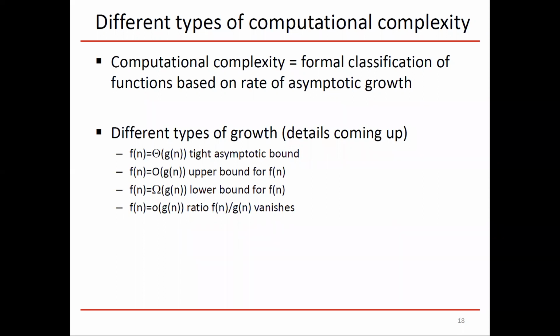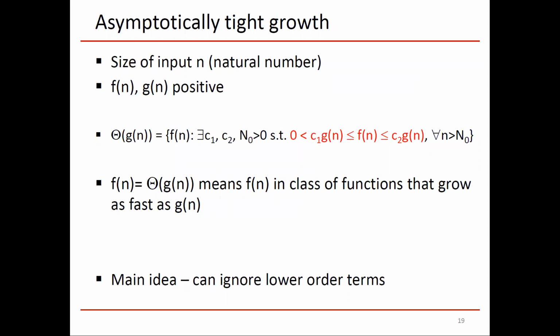Alternately, a lower bound is omega of g of n. That means that f of n grows at least as fast as g of n. And finally, our last formal definition, again, these are all going to follow formally. F of n is small o of g of n if f of n vanishes relative to g of n. So let's begin with the first one, asymptotically tight growth.